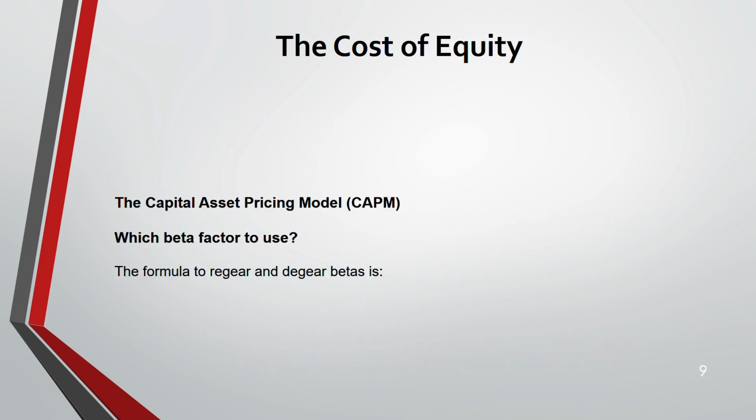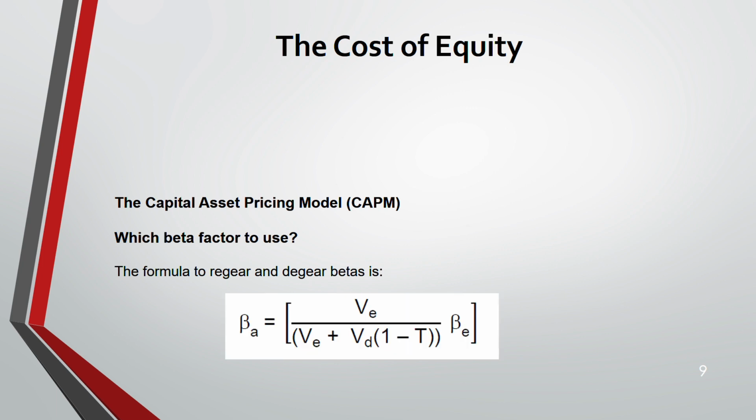Okay, now which beta factor to use? The formula to re-gear and de-gear, which I forgot to tell you before I start the question. This is the formula. Through the same formula you can de-gear also, you can re-gear also. First you need to de-gear, then you need to re-gear. If you see, asset beta equals value of equity divided by value of equity plus debt. Next to debt, always 1 minus t, you will see always 1 minus t next to D, into equity beta.